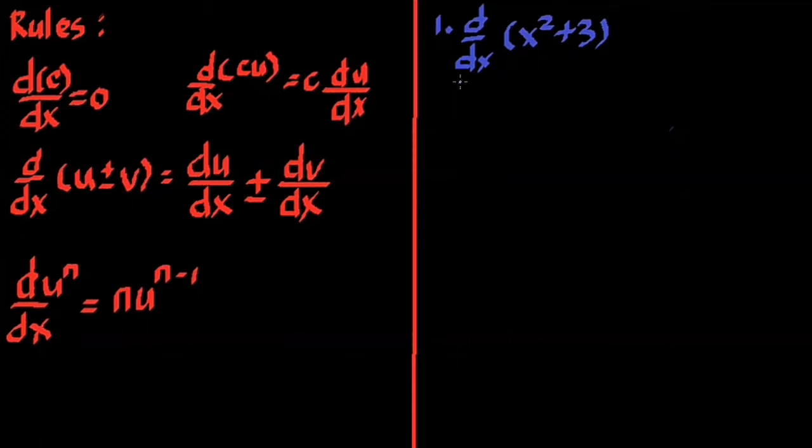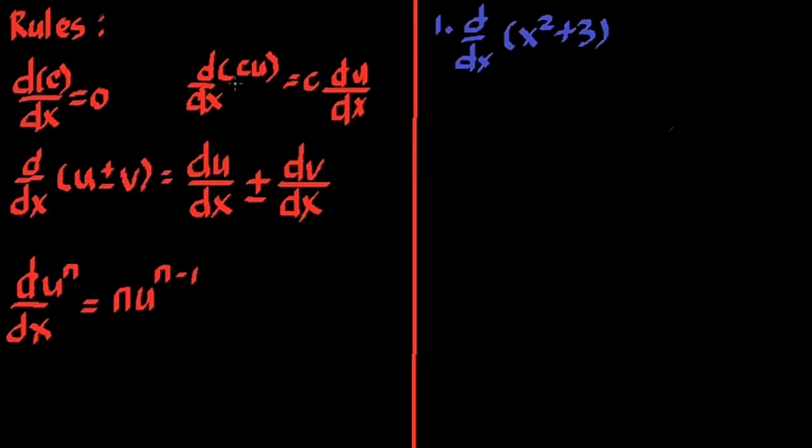So some of the rules would be: the derivative of any constant would always be equal to 0. Again, the derivative of any constant, whether it is a negative value or a positive value, as long as it is a constant alone, would always be equal to 0.